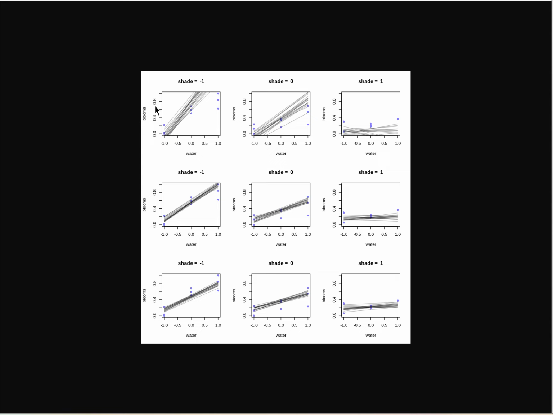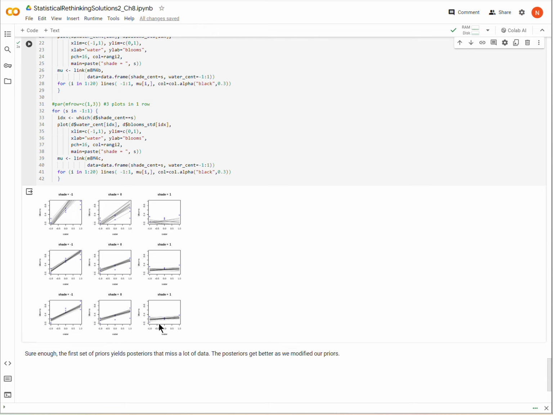So here's our first set of priors, our second, and our third. And certainly you can see that as we are moving down, at the very least you can tell that our priors are having an effect on the fit of the model, or on the posterior of the model. So anyway, I guess that's where we will call it here, and I'll see you next time.